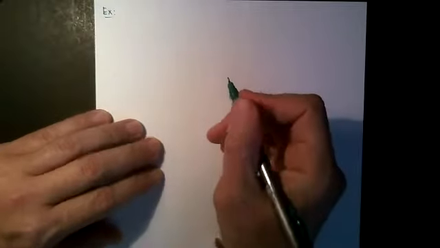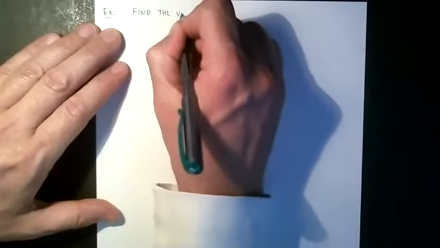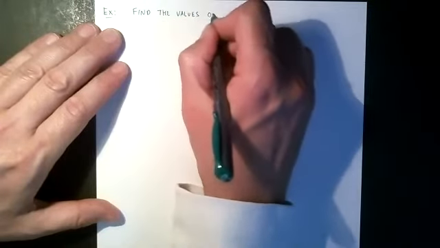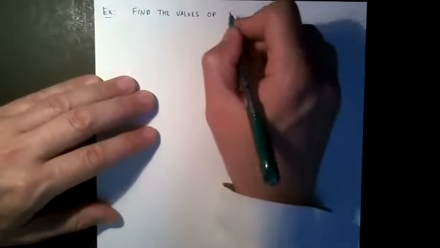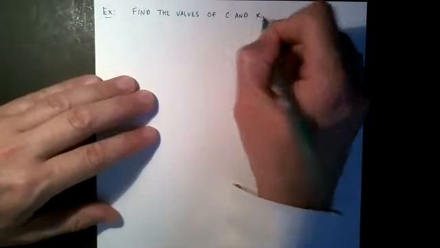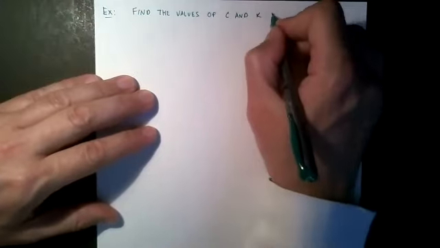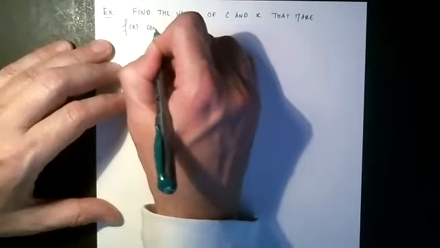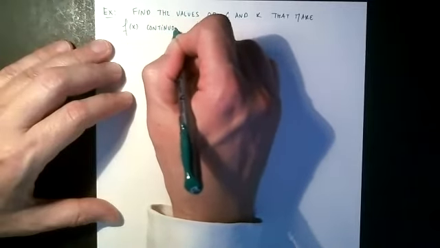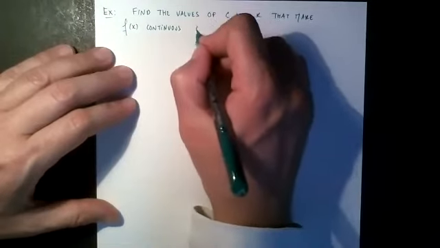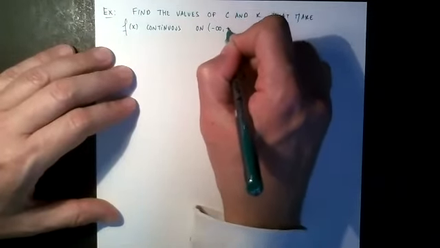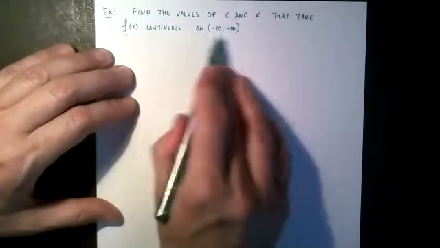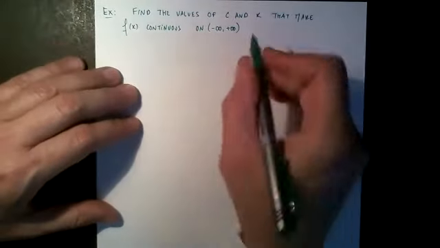So find the values of C and K that make f of x continuous on minus infinity to plus infinity. I don't need to add this. When I say continuous, it means from minus infinity to infinity.